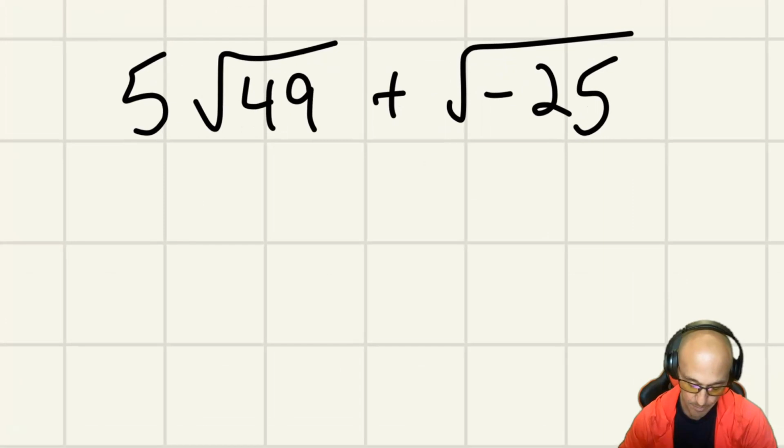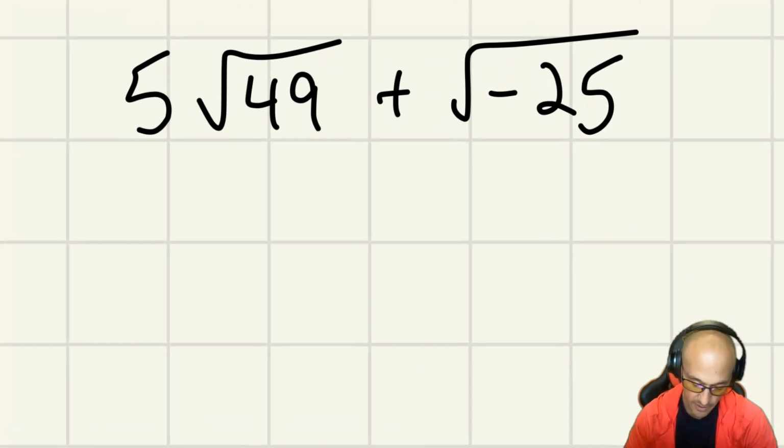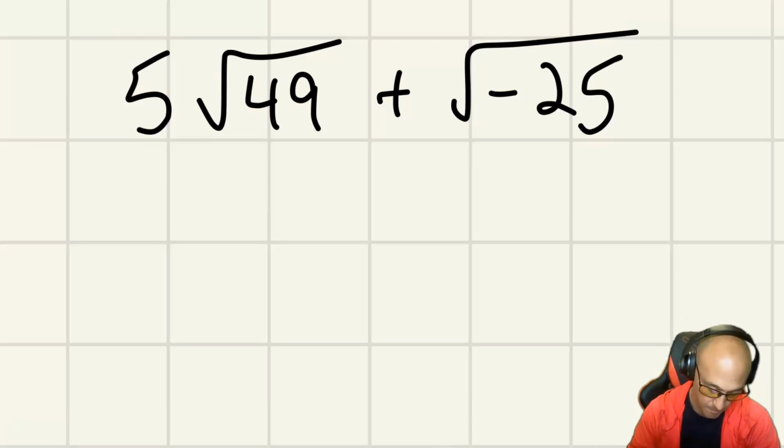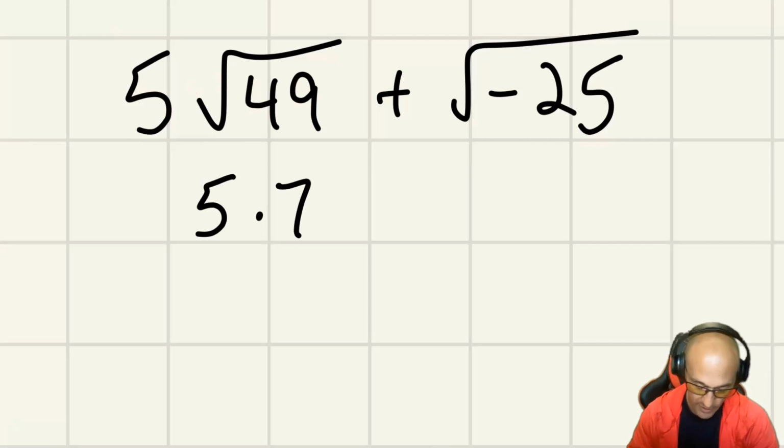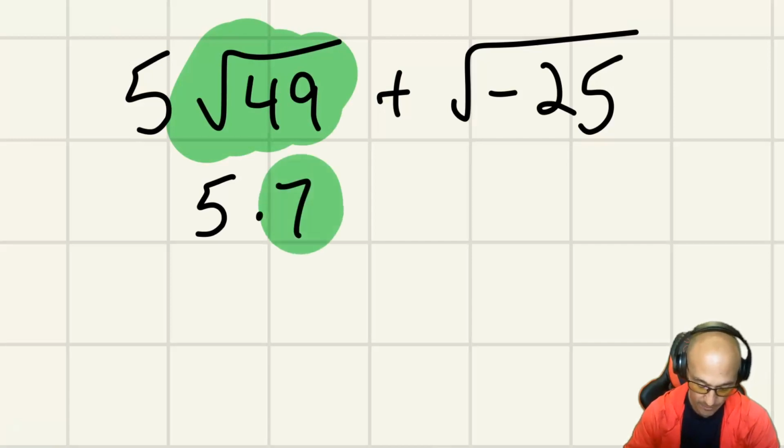So first, we're going to look at simplifying a situation like this. This is 5 times the square root of 49, and then we're adding to that the square root of -25. So right there, that's where we see complex numbers coming into this situation. The first thing I know is that I need to simplify this square root right here. Well, the square root of 49 is 7 because 7 times 7 is 49. So this is going to be 5 times 7 because it was 5 times square root 49. So we're just simplifying this square root of 49 as 7.